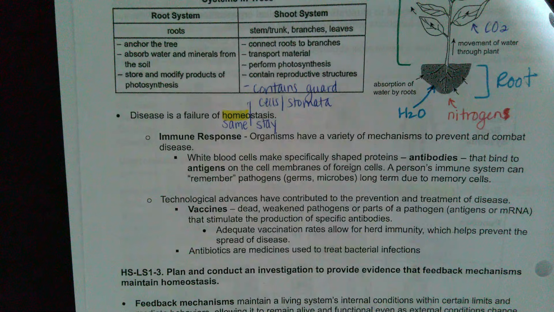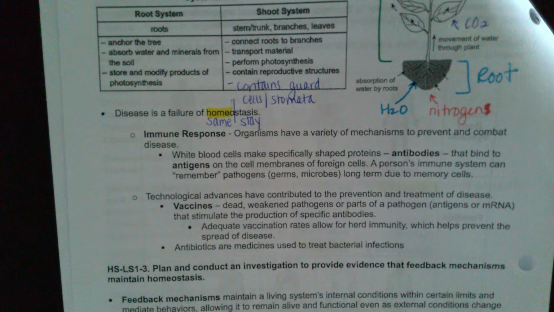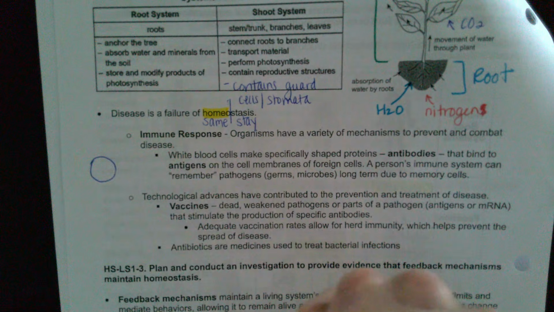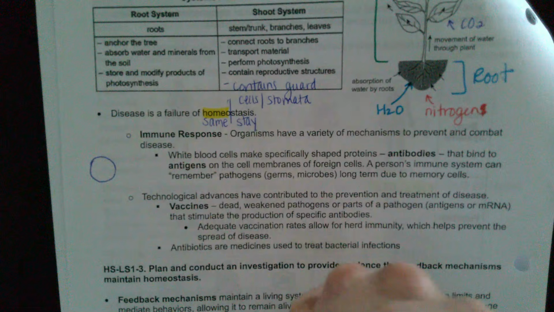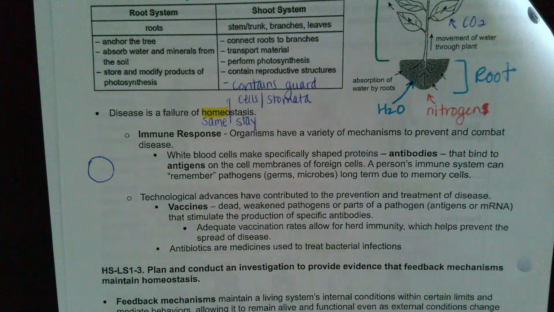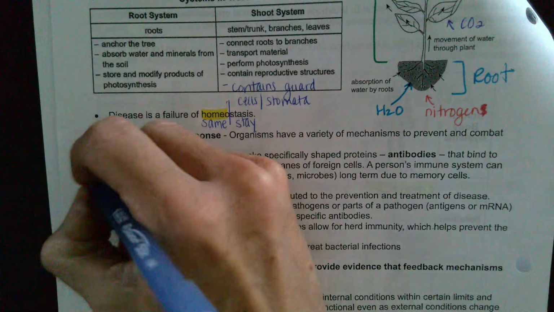We've all been sick. First thing it says, immune response. When you are sick, your body produces white blood cells, and those white blood cells make a protein called an antibody. So here's what happens. You're sick. A germ comes in. You could call a germ a pathogen. You could call it a microbe. You could call it a germ. I mean, something that makes you sick. So here I have my germ.